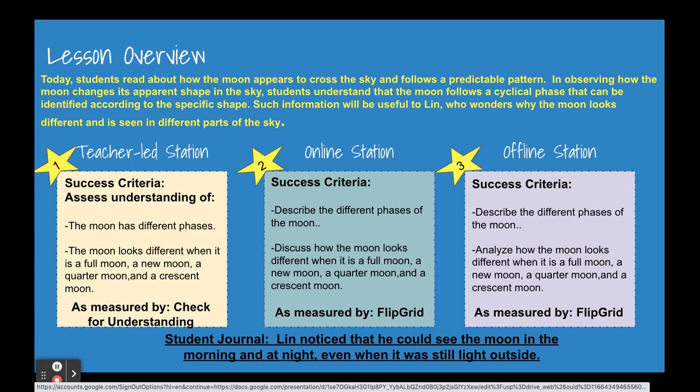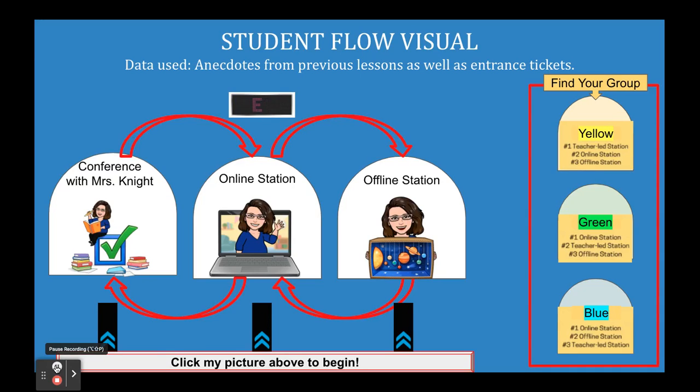How many stations you have depends on the topic, the content, and your students. For this lesson, I felt it necessary to only have 3 stations. That plan has then been recreated in a child-friendly student flow visual that the students will use interactively in order to get in and out of each station. The data used is anecdotes from previous lessons, as the students have been already exposed to patterns in the sky, as well as the entrance tickets.